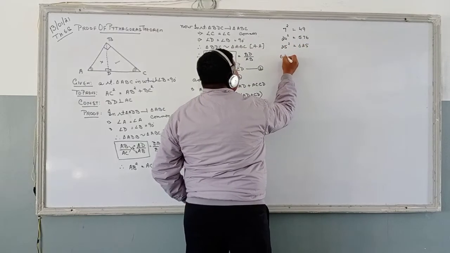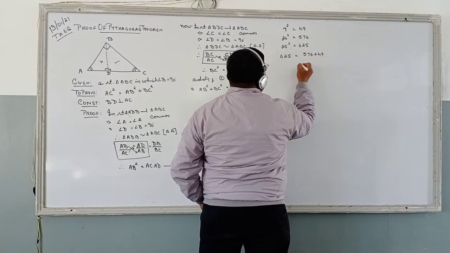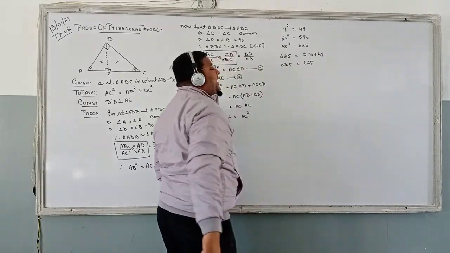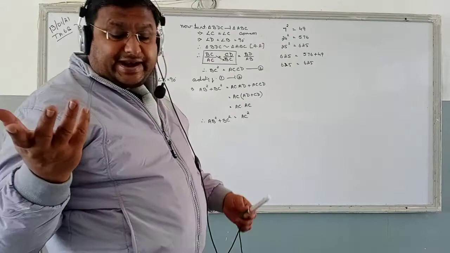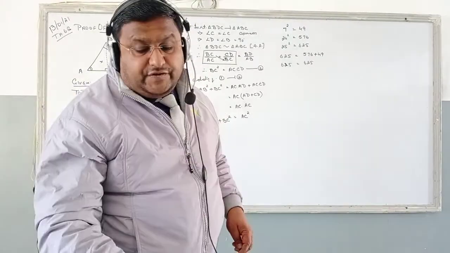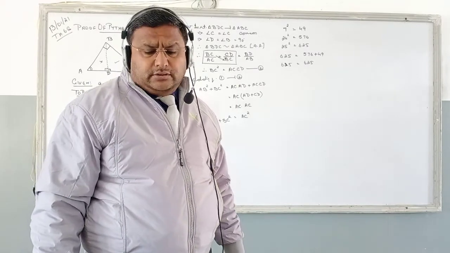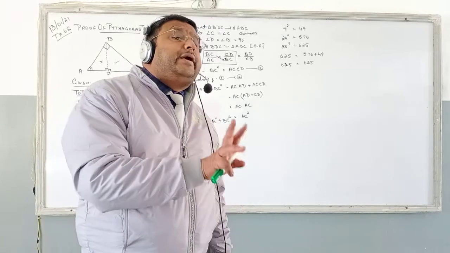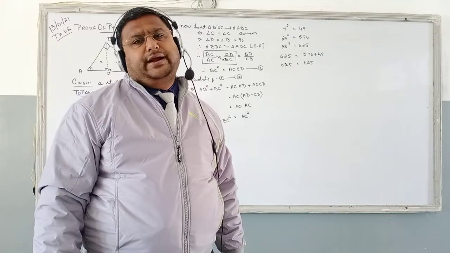So we can see that 625 is equal to 576 plus 49. 625 is equal to 625. So they are the sides of a right angle triangle. If they are not equal, then it is not. For example, if I talk about 50, 80, 100. Square of 100 is 10,000, 50 is 2500, 80 is 6400. So the sum of 2500 and 6400 is not 10,000. So they are not the sides of a right angle triangle.